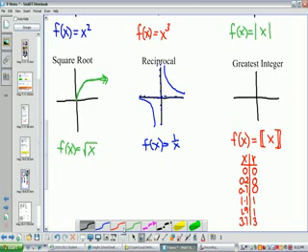So what the graph looks like: at 0, it's 0, all the way up to 1. So then 1, or 0.9999999, etc., is all still 0.